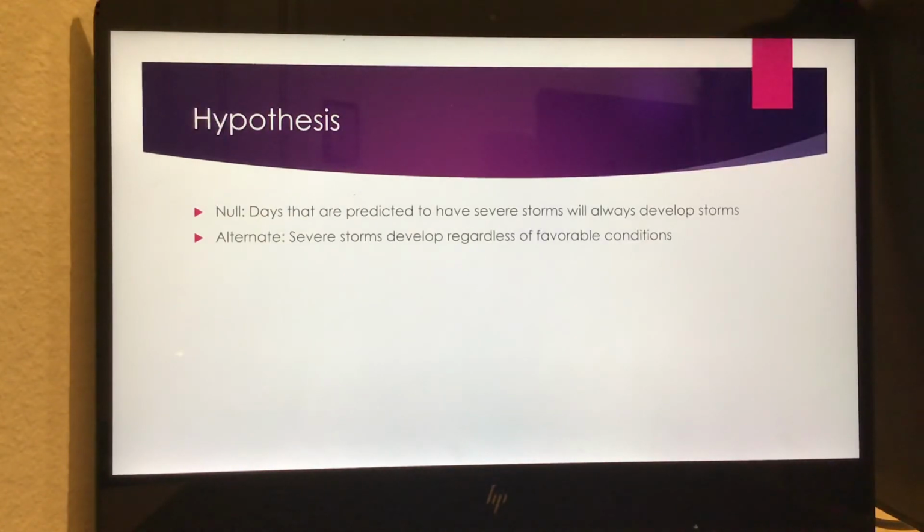All right, for my hypothesis, for my null, I have days that are predicted to have severe storms will always develop storms, and for my alternate, severe storms develop regardless of favorable conditions, meaning storms may develop even if the conditions are not favorable.